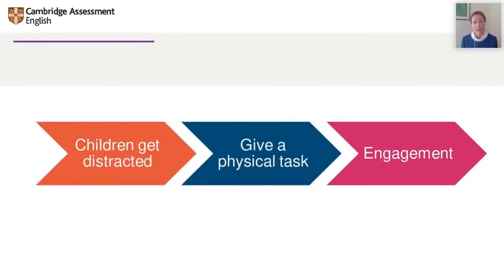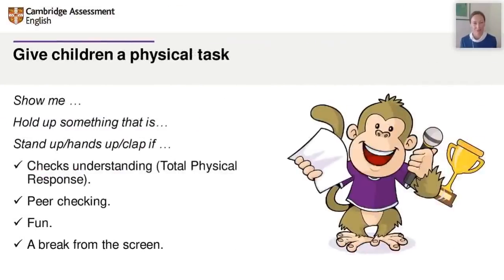So what can we do? Here's one idea, giving them a physical task, changing the pace of a lesson and bringing them back to you. It's something you might do in a face-to-face class, of course. If you notice learners are starting to get distracted or wander, you give them something physical, especially with the little ones. It helps to get rid of some of this excess energy.